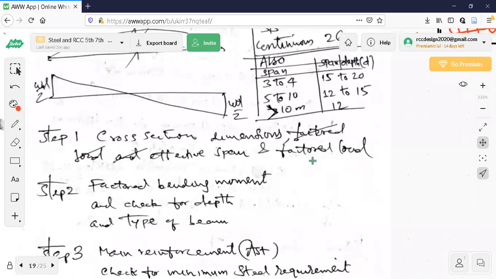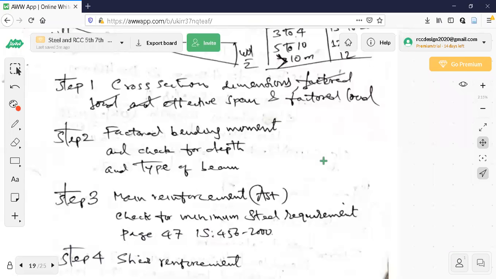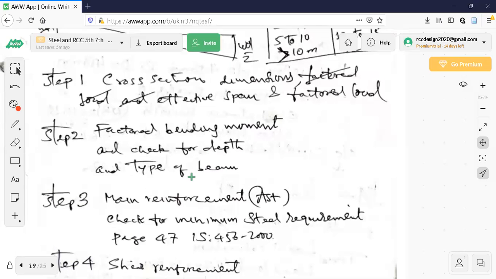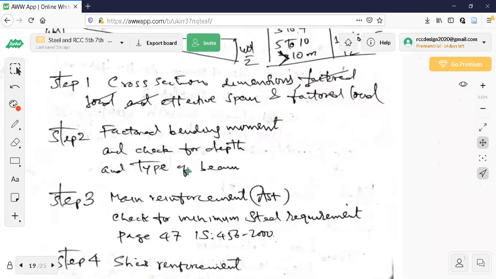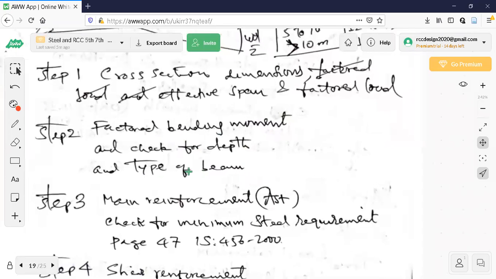Effective span and factored load has to be calculated. Factored load means you calculate the service load multiplied by 1.5. It's called factored or design load. Then find out factored bending moment and check for the depth and type of the beam. It means you have to find out the bending moment, which is WL square by 8 in this case. Then equate this one with moment of resistance, then find out the check for the depth. How to do that one I'll show you here. And type of the beam means whether the beam is under reinforced, over reinforced or balanced.